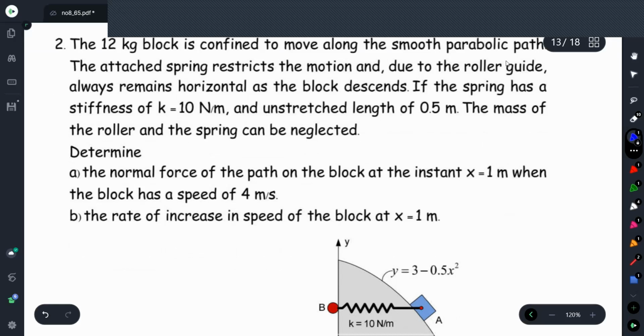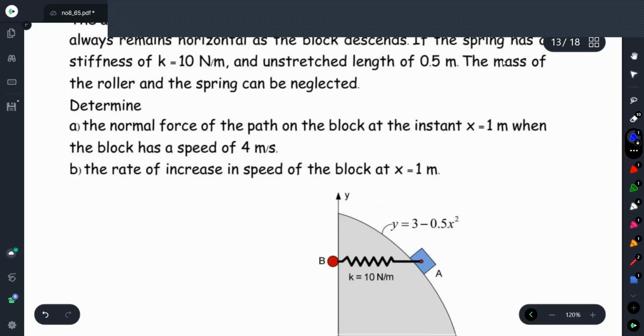If the spring has a stiffness of k equal to 10 Newton per meter and an unstretched length of 0.5 meter, the mass of the roller and the spring can be neglected. So we would like to find the normal force of the path on the block at the instant x equal to 1 meter when the block has a speed of 4 meters per second.